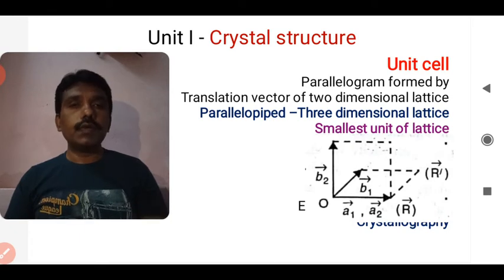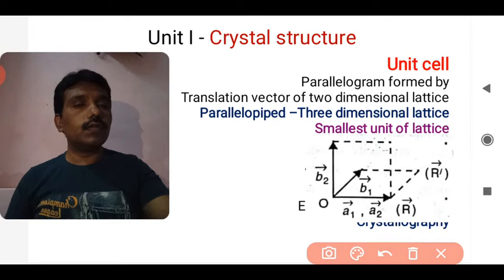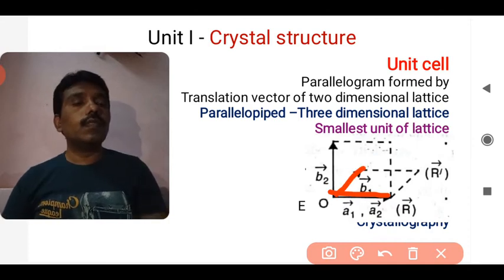Now, as far as the two-dimensional lattice is concerned, we know that a and b are the two vectors. Here also, you can see the two parts: this vector is a1, and this is b1. We have already seen what exactly happens with the translation vector and how it gives you the primitive and the non-primitive cases.